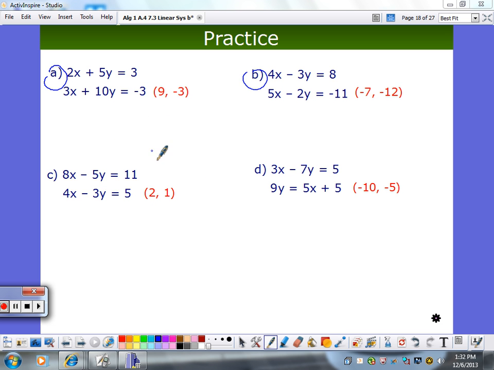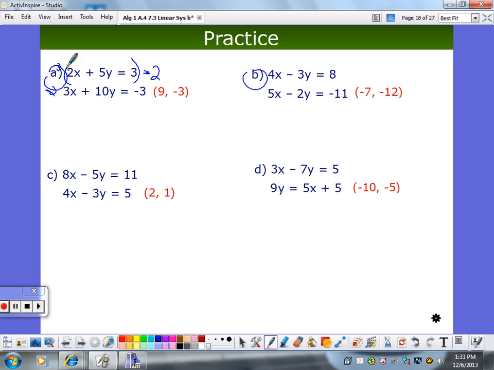Now here's the thought process. Gee, if I want to get rid of these x's, what's my least common multiple? 6, right? So I have to multiply the top by 3 and the bottom by what? Negative 2. Why negative 2? Because I really want opposites. Now I looked at the y's, and I said, gee, okay, what's the least common multiple with 5 and 10? 10. So all I would have to do is multiply the top by what? 2. What kind of 2? Because I want it to be opposite. And then I don't have to change that one.